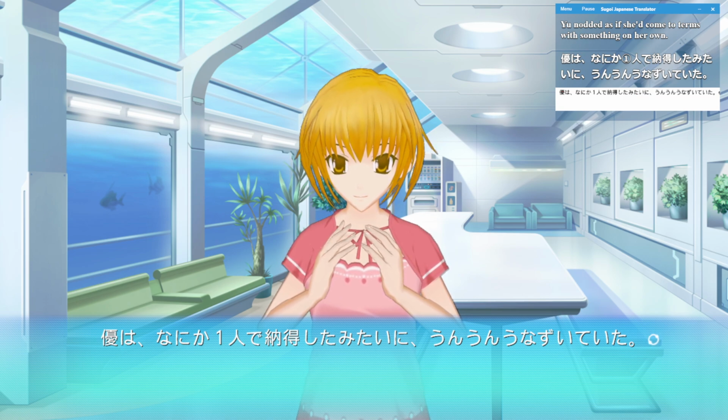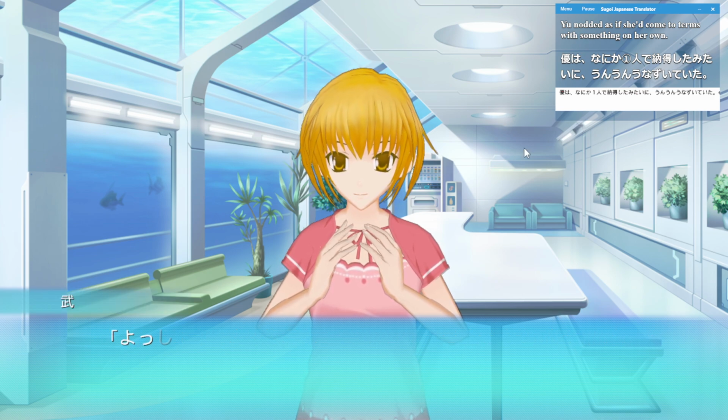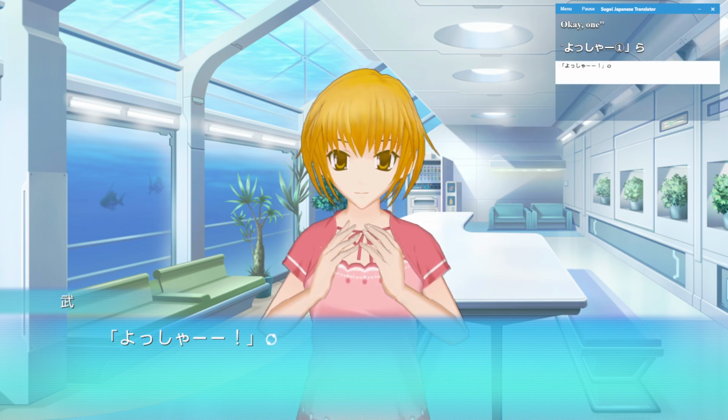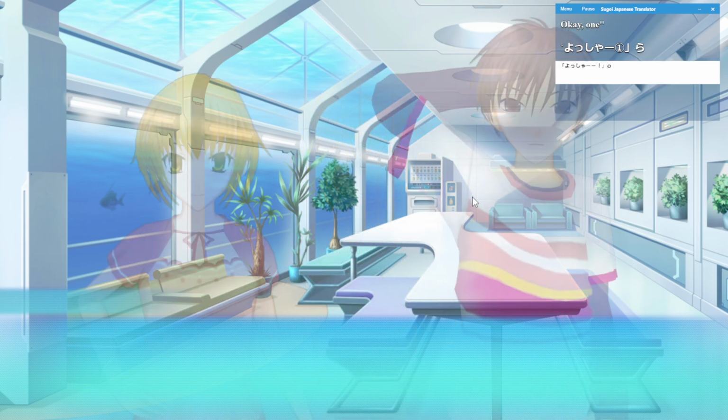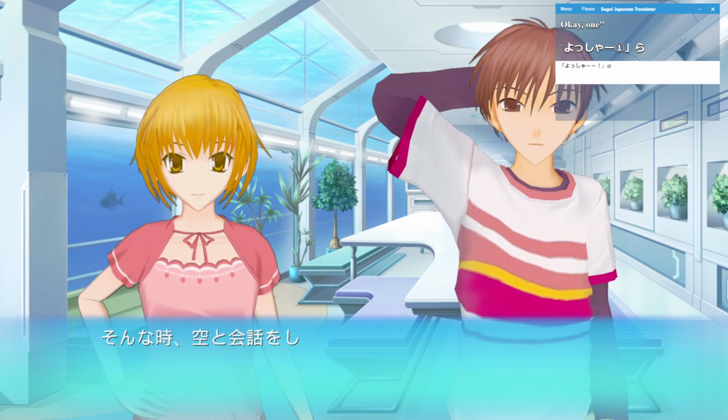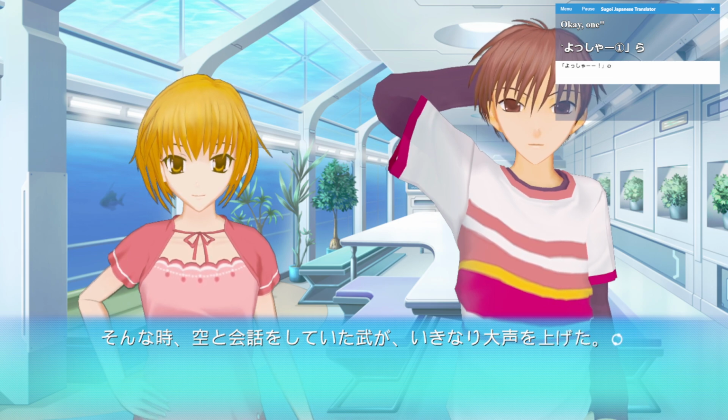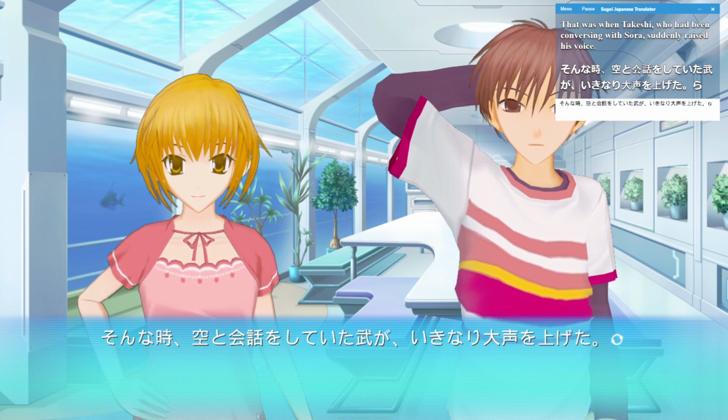You nodded as if she'd come to terms with something on her own. Takeshi's like, made some noise. That was when Takeshi, who had been conversing with Sora, suddenly raised his voice.